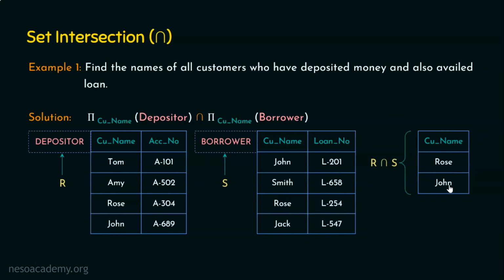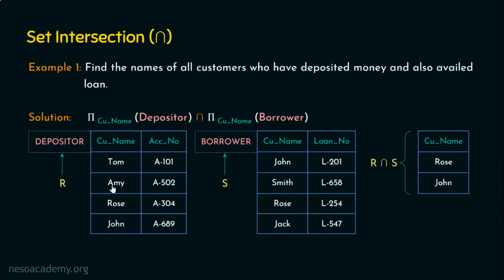Why Rose and John and why not others? Because Rose has deposited money in the bank, as well as availed a loan from the bank. Coming to John, John is a depositor as well as a loan borrower. And that's why we can see Rose and John in the output.